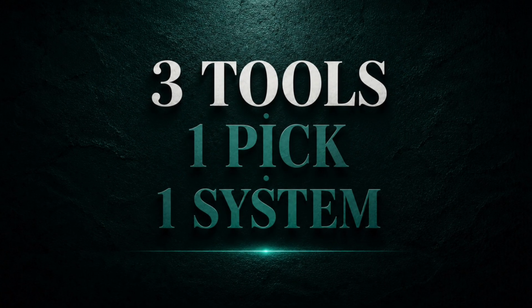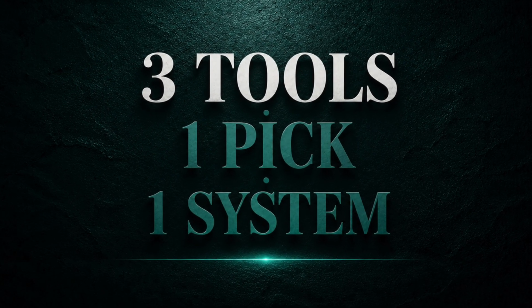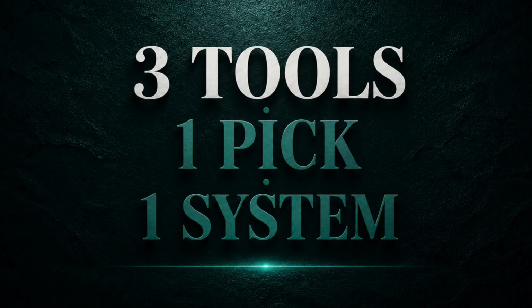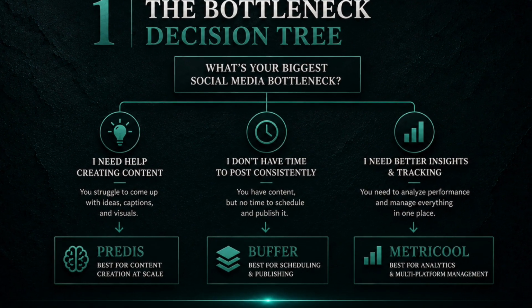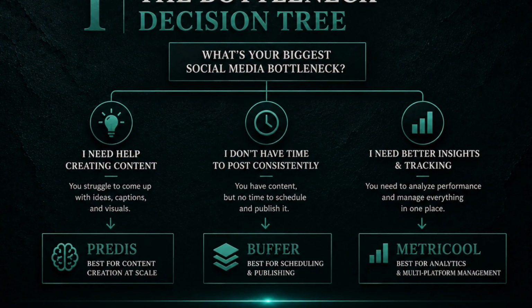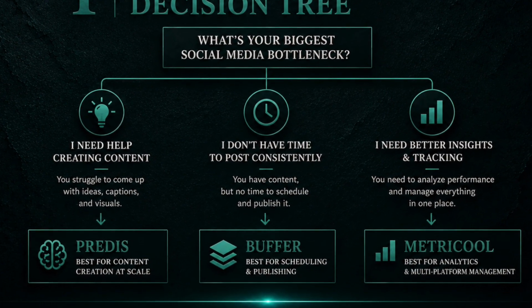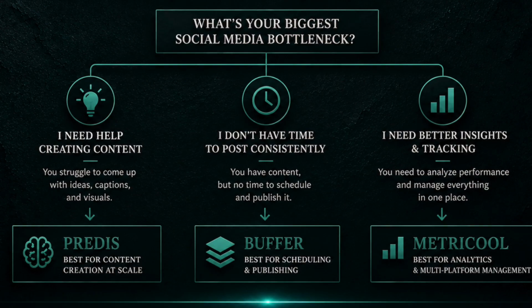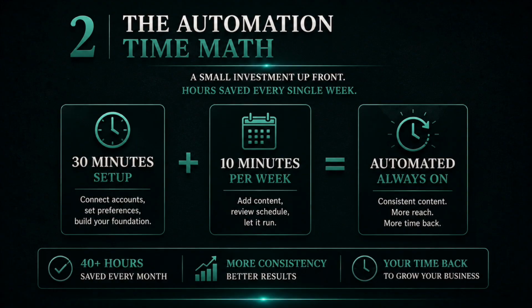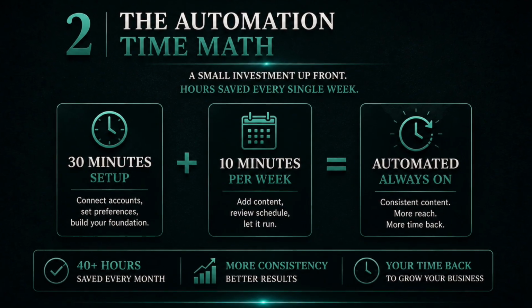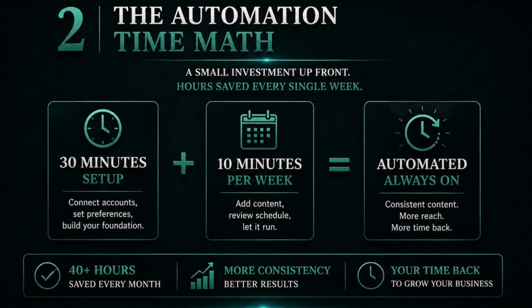3 tools, 1 pick. Here's the recap one more time. Content bottleneck, Predis, time bottleneck, Buffer, platform bottleneck, Metricool. If you're not sure which one is yours, the honest default for most people watching is Buffer. It's the simplest, the cheapest, and you can always upgrade if your bottleneck changes.